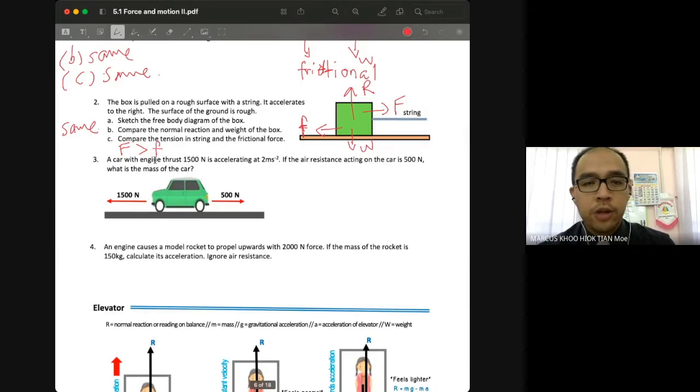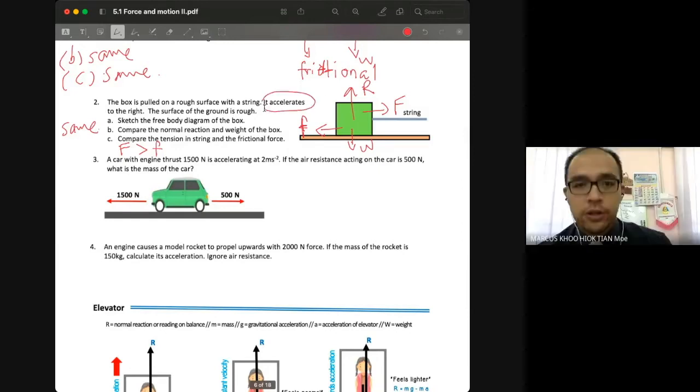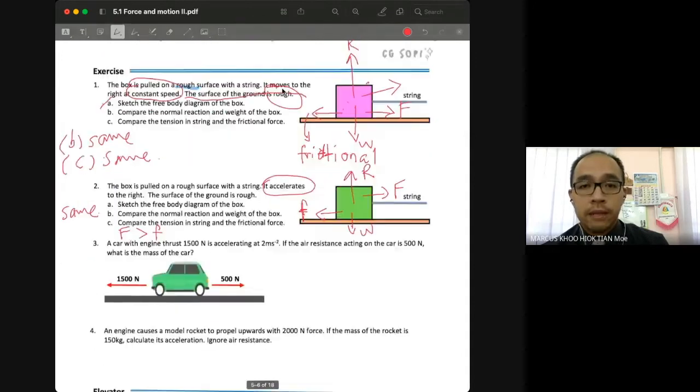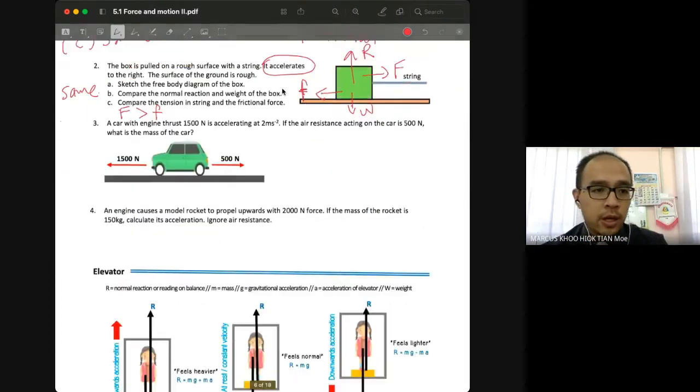Very good. How do you know? Because they accelerate to the right. Very good. Acceleration means the forces are not the same. So there's a difference between question number 1 and number 2. I hope that by doing this exercise, you can see that the thing that determines whether the resultant force is 0 is whether there is acceleration or no acceleration. No acceleration, resultant force is 0. Okay, good job. Well said.